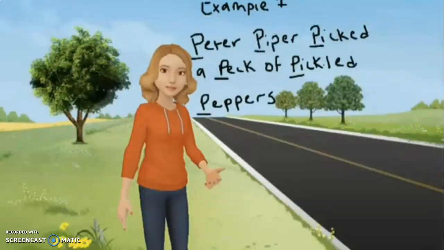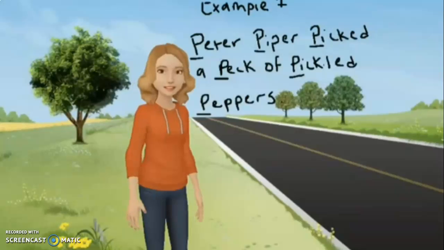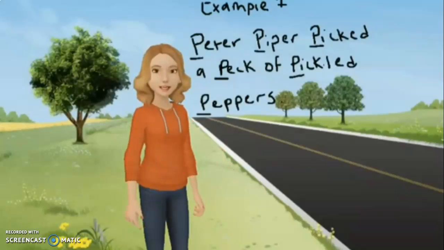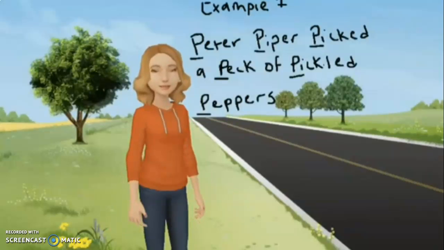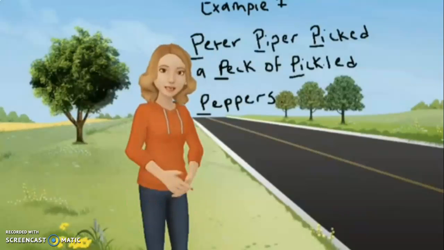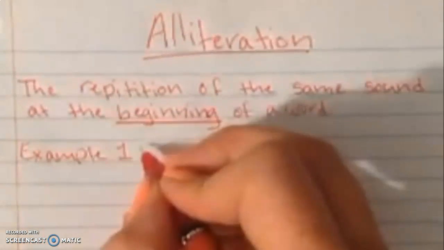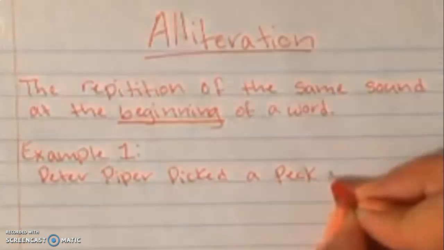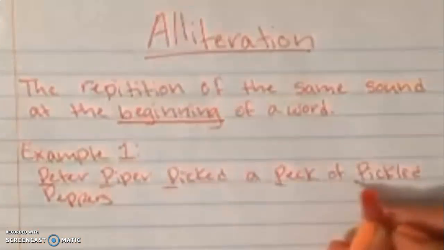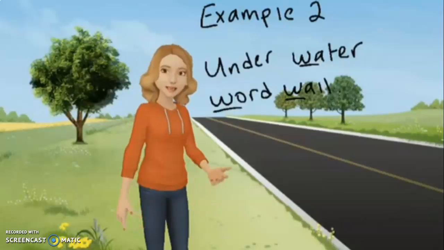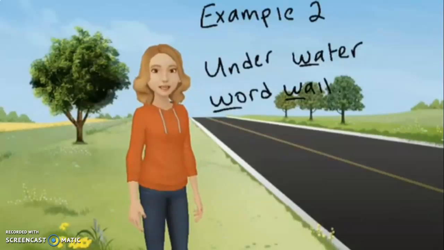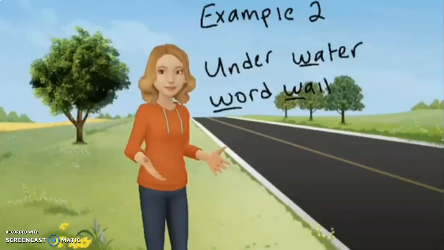One example is, Peter Piper picked a peck of pickled peppers. If you notice, we keep repeating the same p sound throughout the sentence. Peter Piper picked a peck of pickled peppers. Okay, we are repeating the same sound at the beginning of each word. Another example is Miss Fisher's underwater word wall. We have alliteration because we're repeating the w sound in water, word, wall.